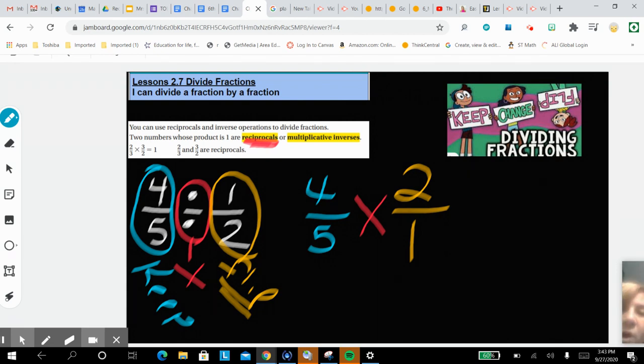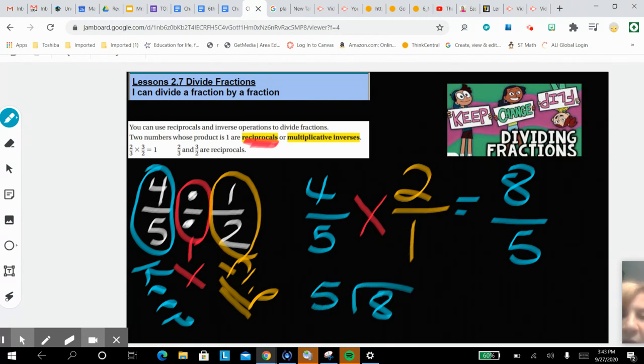So 4 times 2 is 8. 5 times 1 is 5. So this is the answer in an unsimplified form. Now if I want to simplify that, I'm just going to take 8 and divide by 5. It goes in one whole time. Subtract your 5 and you have 3 left over. So that's going to be 1 and 3/5, just like when we multiply fractions.